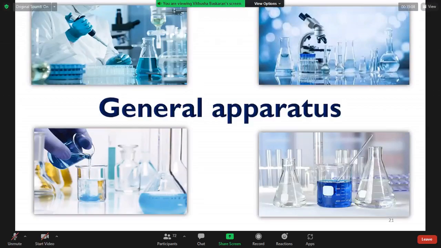Conical flask. Okay. Beaker. Glass funnel. Okay. Wash bottle. Reagent bottle. Test tube. Okay, others? Boiling tube. Okay. Moisture can.